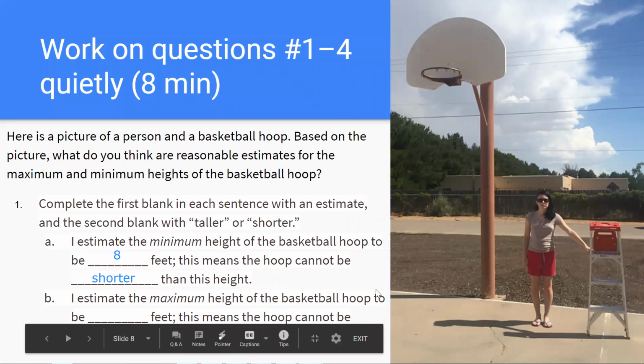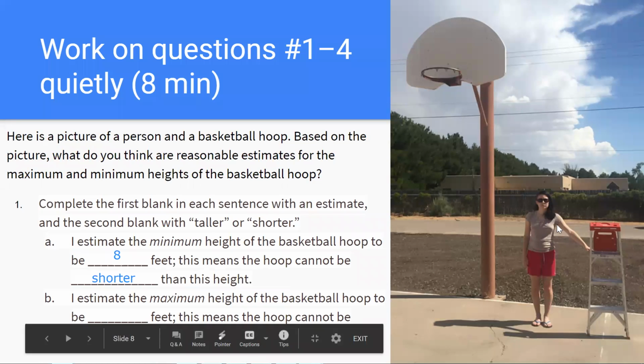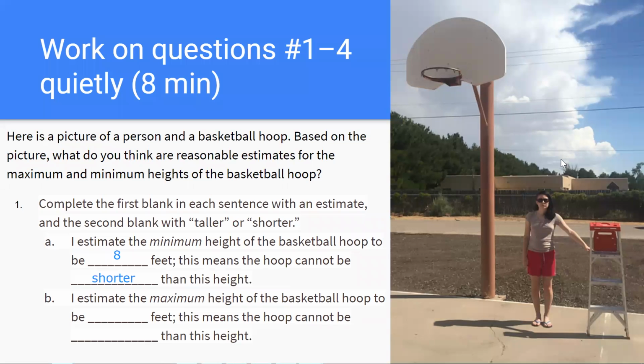Looking at B, now we're going to think about the maximum. So I estimate the maximum height of this basketball hoop to be, well, it's definitely not 30 feet, because if she's about 5 feet, that would be like 6 of her, and that's way too tall. So there's no way that this basketball hoop is more than 30 feet tall. So that means the maximum is 30 feet. Now remember, we're estimating.